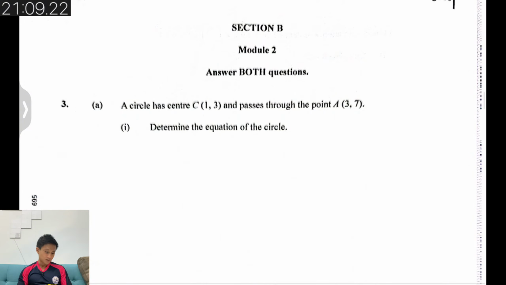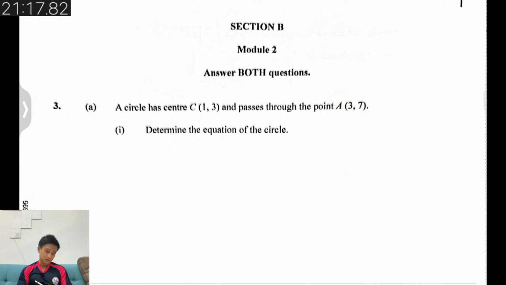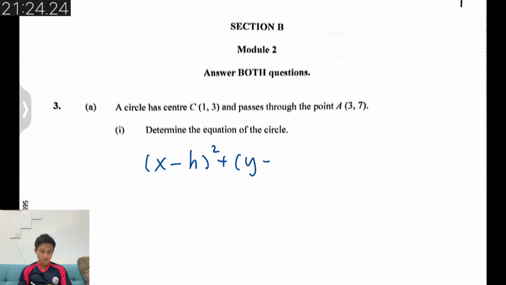Module 2, section B. We're going to do all of the section. Question 3. A circle has a center that and passes through the point 3, 7. Determine the equation of the circle. Well, that's easy. So the equation of the circle has the form x minus h squared plus y minus k squared equals r squared, right?